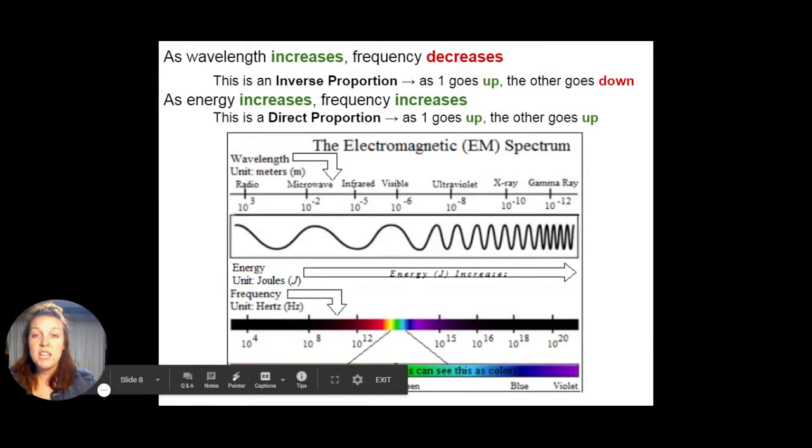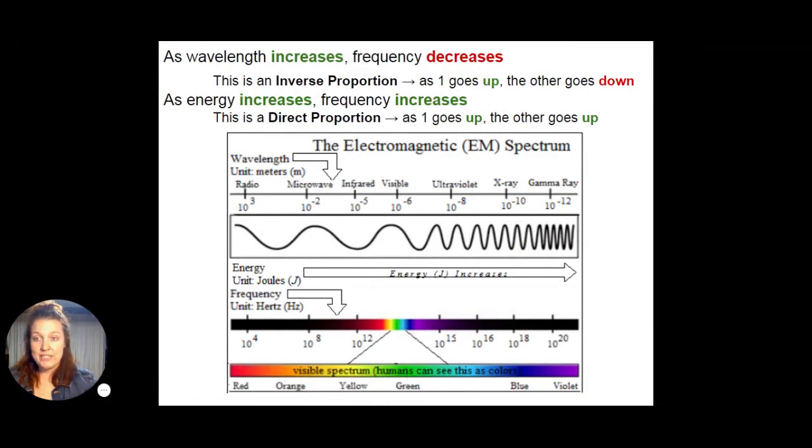So as wavelength increases, frequency decreases. This is known as an inverse proportion. As one variable increases or goes up, the other variable goes down. As energy increases, frequency also increases. This is called a direct proportion. As one variable goes up, the other variable also goes up.